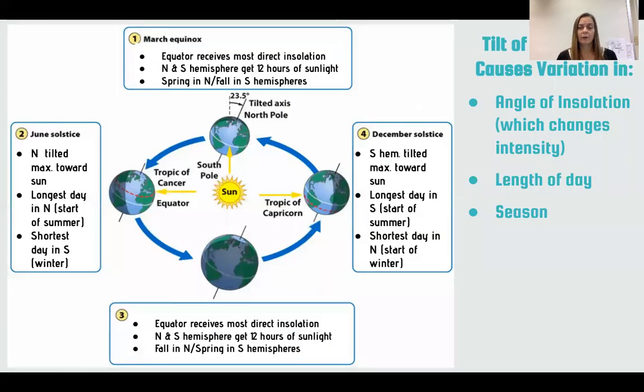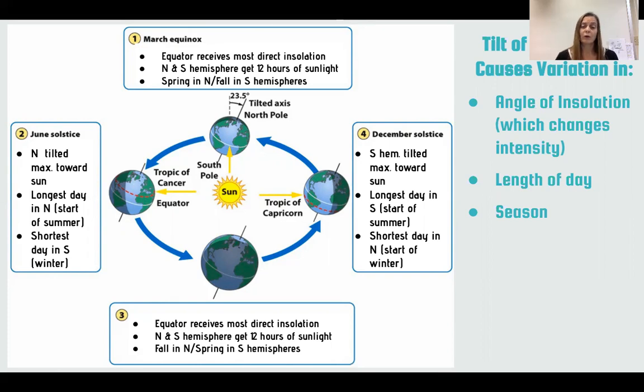Okay, so in the December solstice, the southern hemisphere reaches its maximum tilt towards the sun. It is the longest day in the southern hemisphere. It's the start of their summer. It is the shortest day in the northern hemisphere and is the start of our winter.